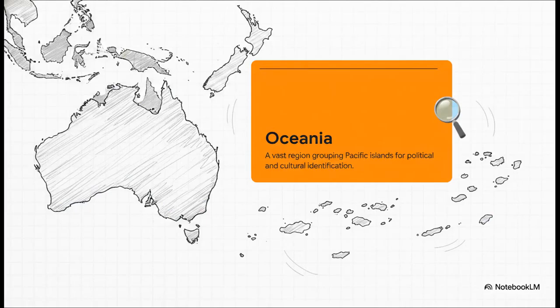Now, what about Oceania? You'll often hear Oceania and Australia used interchangeably, but honestly, that's a mistake. Oceania is not a continent itself, not at all. Rather, it's a vast geographic region. Think of it as a really convenient, broad regional classification used to group together the thousands, literally thousands, of islands floating out there in the Pacific Ocean for political, cultural, and geographic identification. It completely encompasses Australia, New Zealand, and countless other Pacific Island nations.